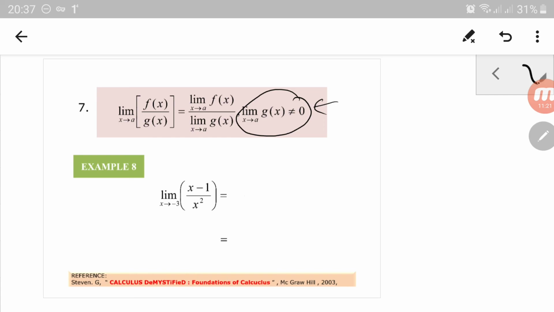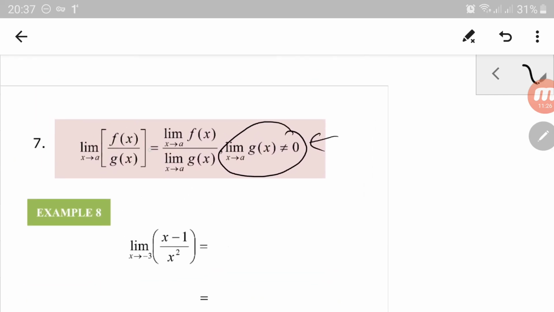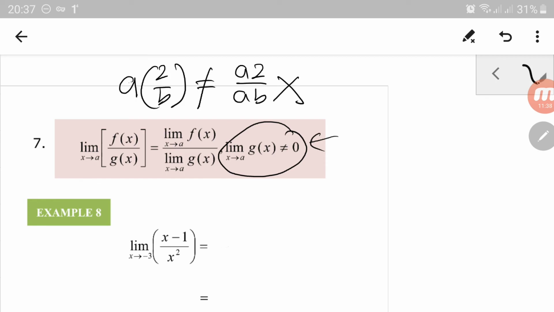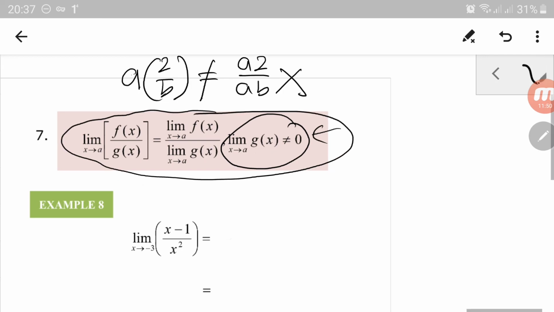Again, as I repeat, this one is not the same as multiplying a by 2 over b. This is not the same. This is not true in typical arithmetic. This kind of thing is only applicable in limits.